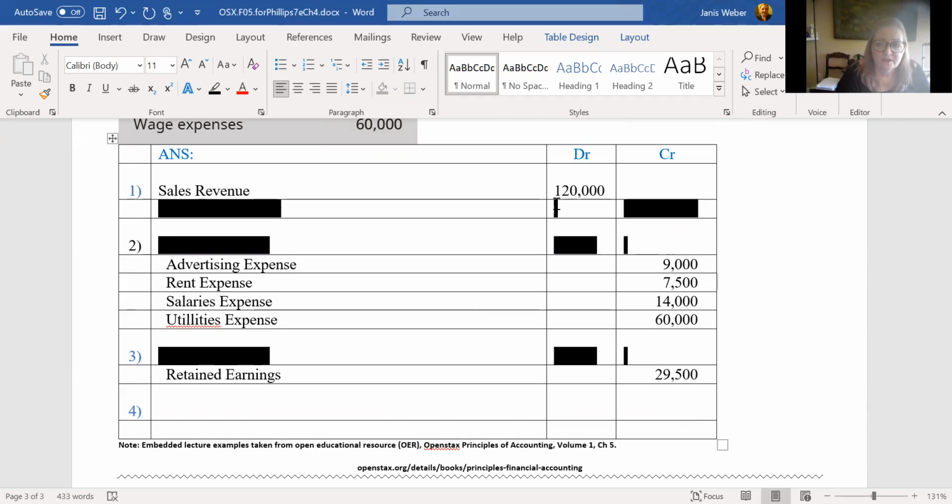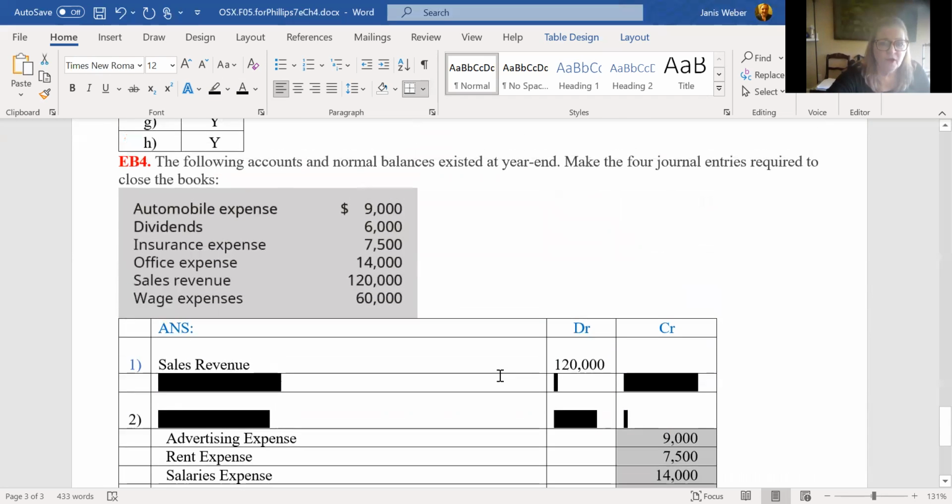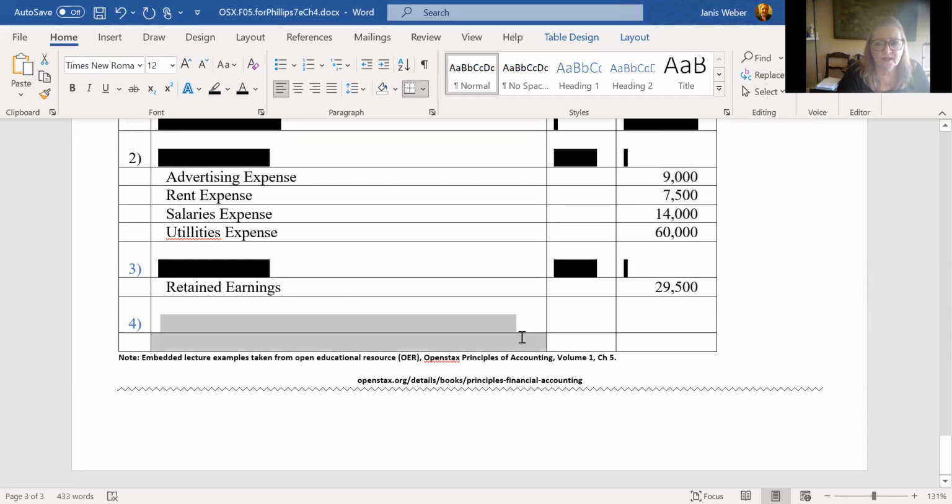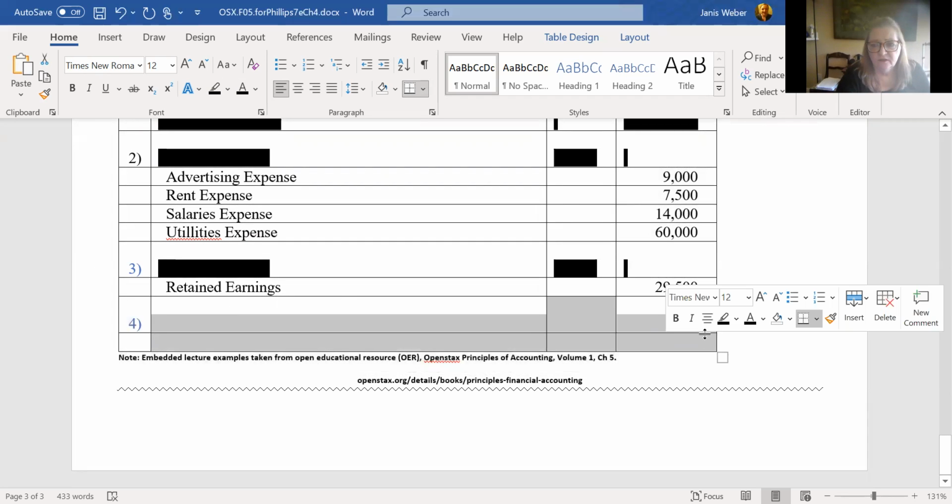So when you took the debit of 120 and compared that to your credits you had right here, you would be off. It wouldn't balance unless you added another credit for 29.5. That's how you know how much to put to retained earnings. All right, and then the last one is the dividends. And again, it's showing up as a $6,000 dividend.